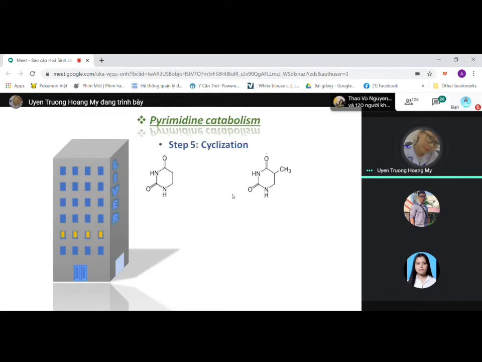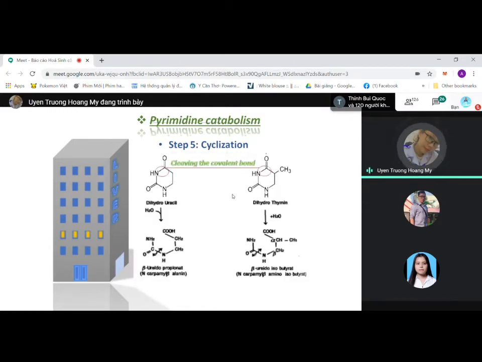Step 5. Cyclization. Dihydrouracil and dihydrothymine are converted into beta-ureidopropionate and beta-ureidoisobutyrate by the enzyme pyrimidine hydrolase. In this reaction, the cyclic molecule is converted into a linear one by breaking the covalent bond at a particular place.